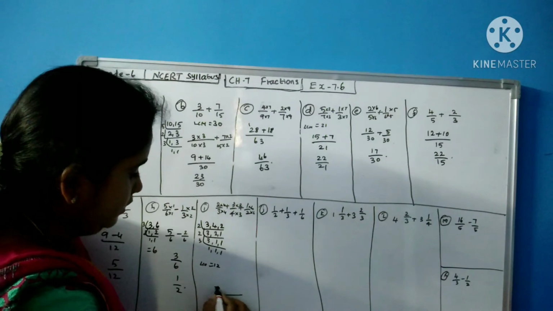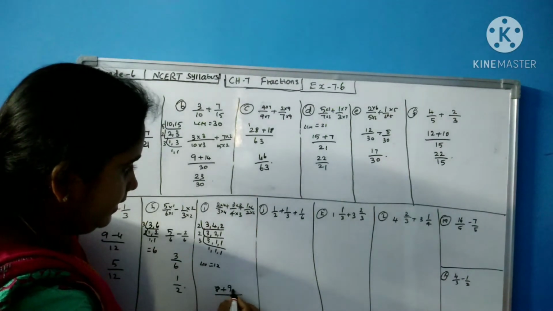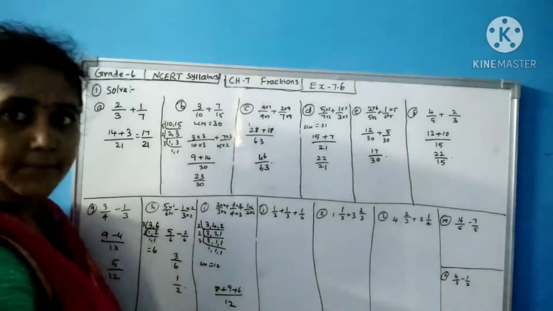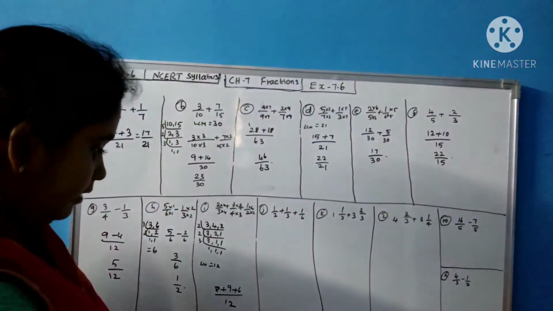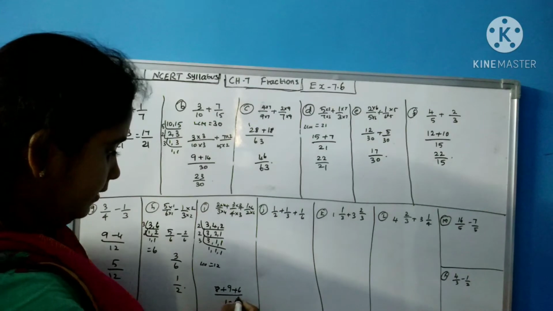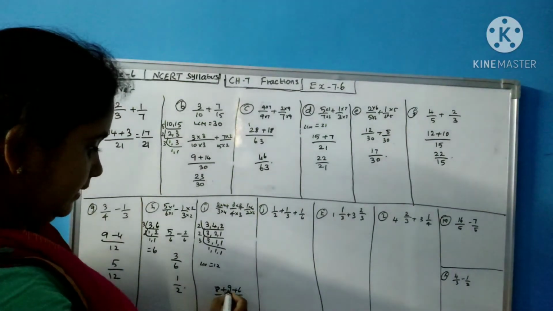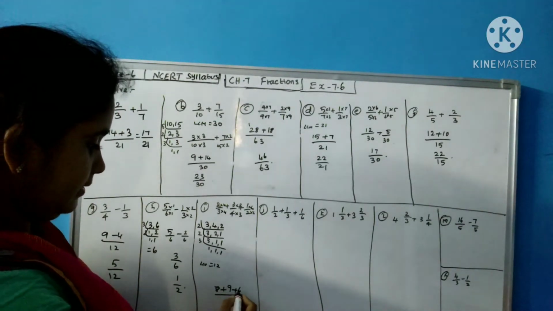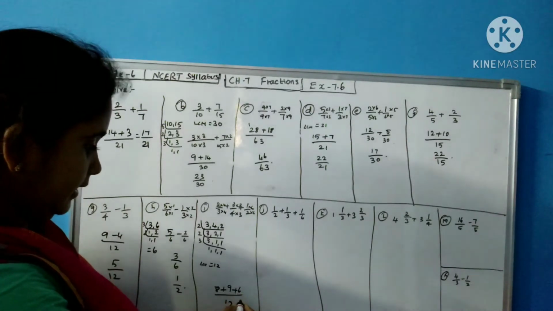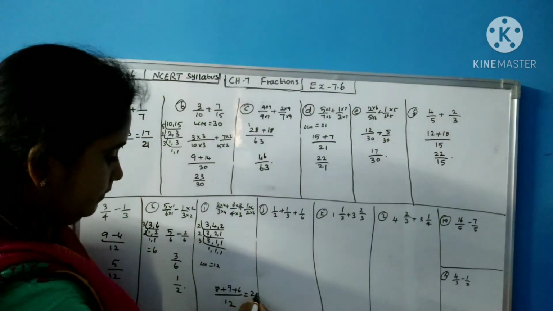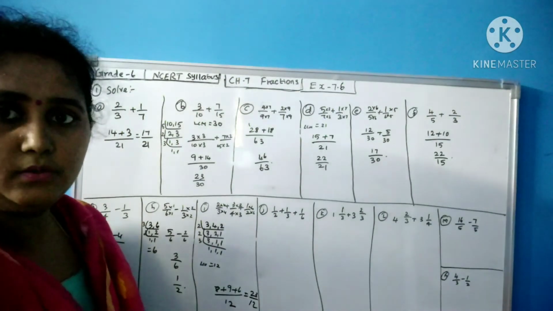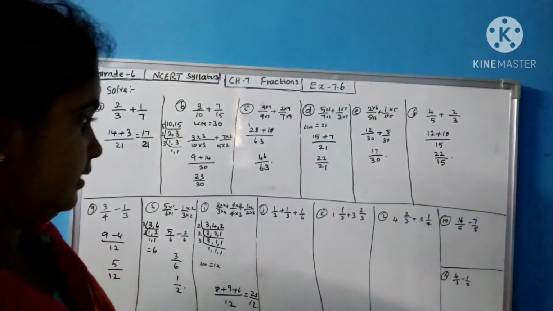2 4s are 8 plus 3 3s are 9 plus 6. 8 plus 9 plus 6 is what? I think it's visible, right? 8 plus 9 is 17. 17 plus 6, 18, 19, 20, 21, 22, 23. 23 by 12 is your answer. Hope you understand. Okay, now we will see the next sum.